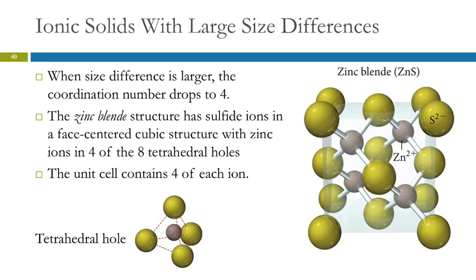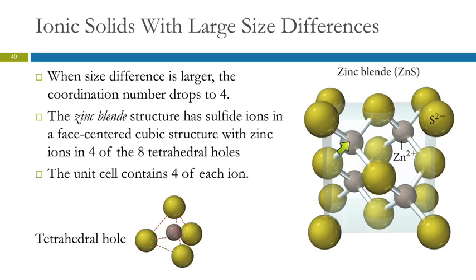And the zinc ions are going to occupy what are called the tetrahedral holes in this structure. So here we have a tetrahedral hole. We have 4 sulfide ions, and they are in the shape of a tetrahedron. The zinc ion fits into the hole in between them. So this is different than having the zinc ions over here.